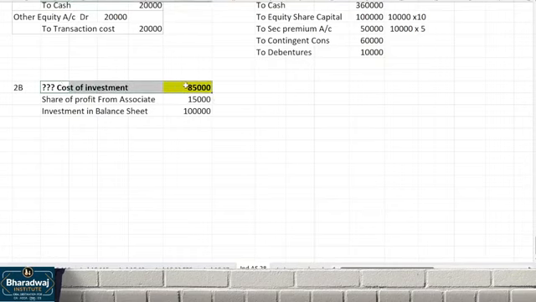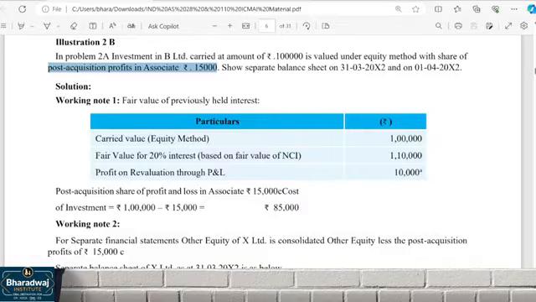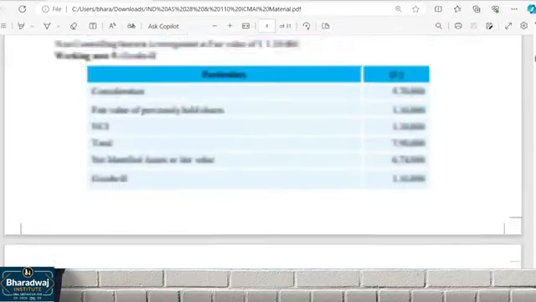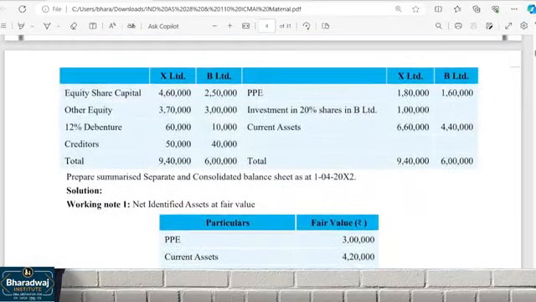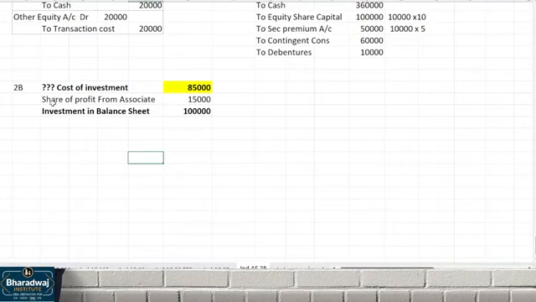We invested 85,000. We added share of profit from associate 15,000. Investment in balance sheet is shown at how much? They have said 1 lakh. Look at the base question. They have given investments earlier, this 1 lakh. They are telling this investment includes share of profit from associates to the extent of 15,000, which means the cost of investment would have been 85,000. Wait.